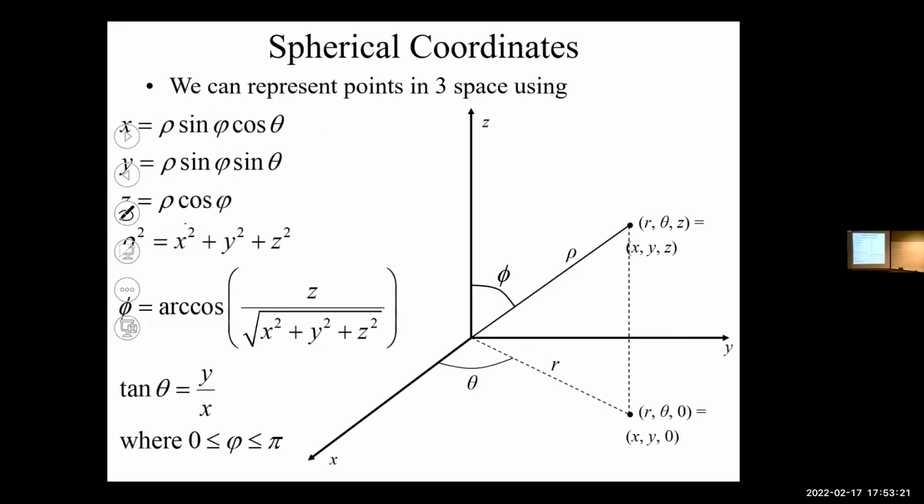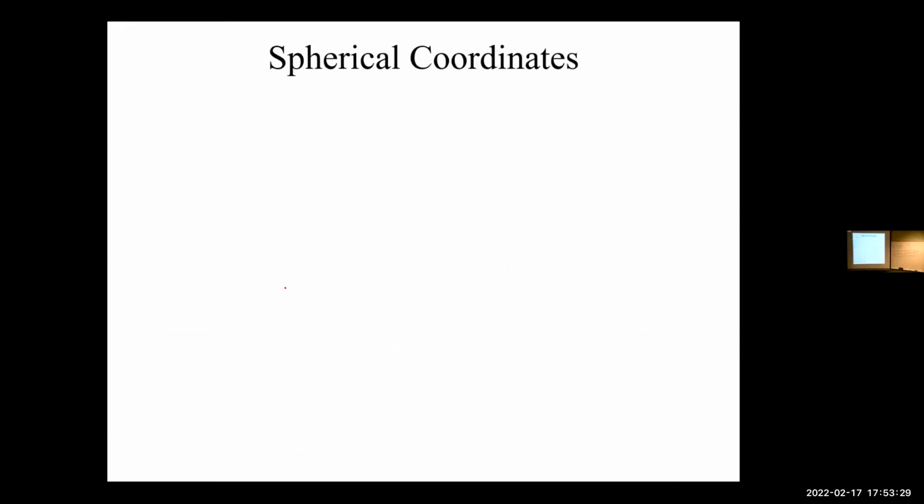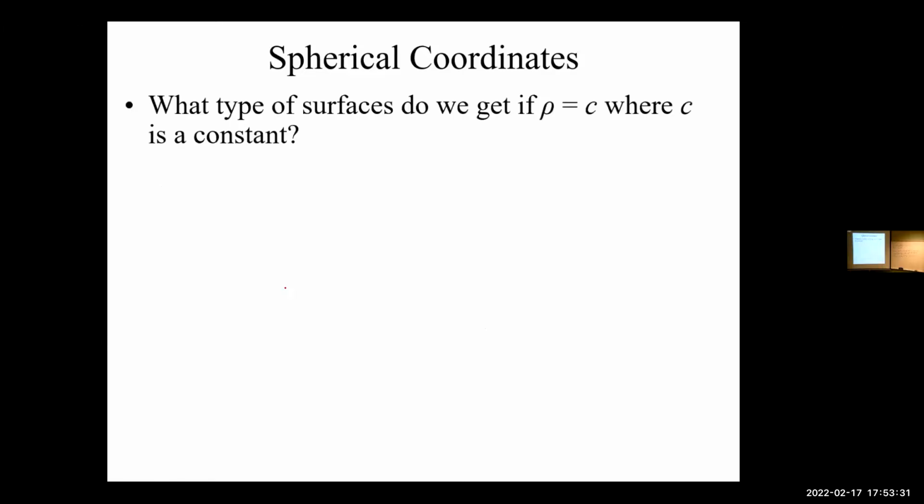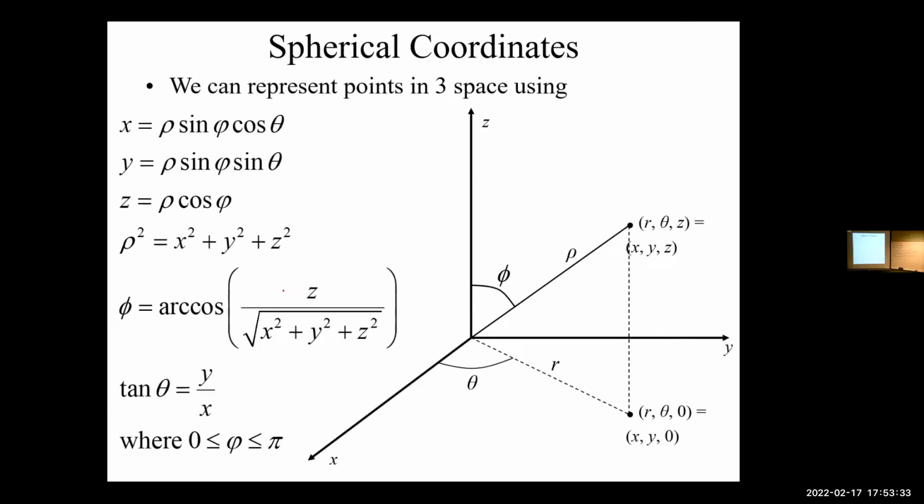Okay, so you're going to have all the formulas. It's just going to be a matter of knowing how to use them. And just like last time, we have our 3 fundamental surfaces we'll look at. So first off, if rho is a constant, remember, rho is the distance from the origin. So if we set the distance from the origin to be a constant, what kind of surface do we get? We get a sphere, hence the name spherical coordinates.